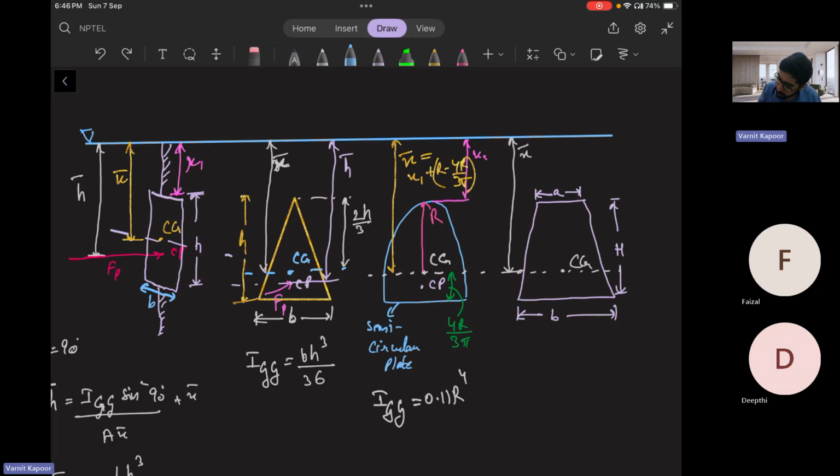So this distance is x bar and this distance is x1. Okay, and suppose this is y. Center of pressure, again I'll draw center of pressure here. Also center of pressure was FP. Again here I'll draw the center of pressure. FP force is acting. Suppose this distance is y, base to the center of gravity.